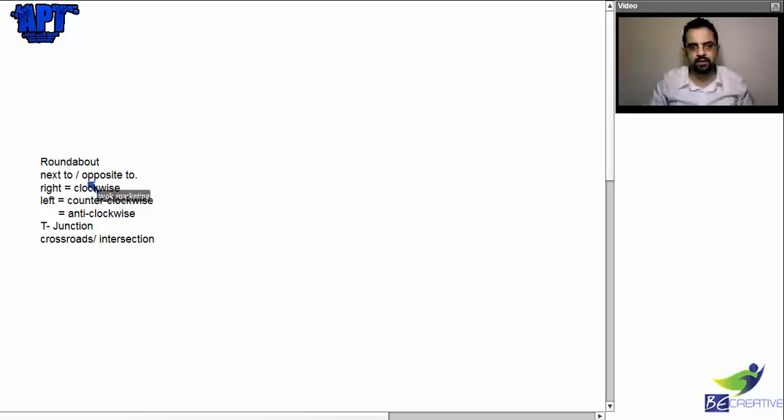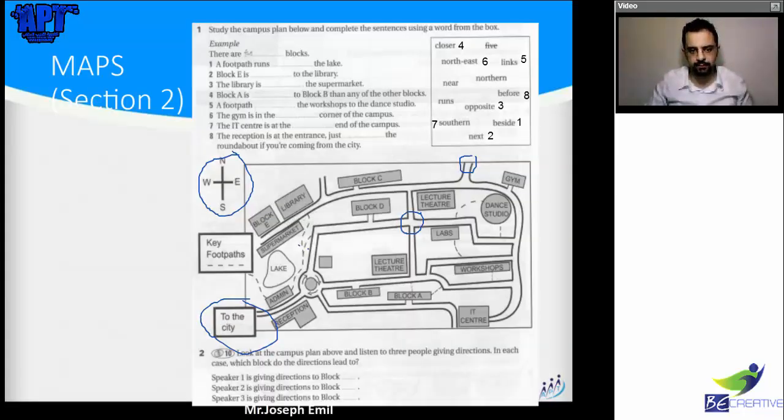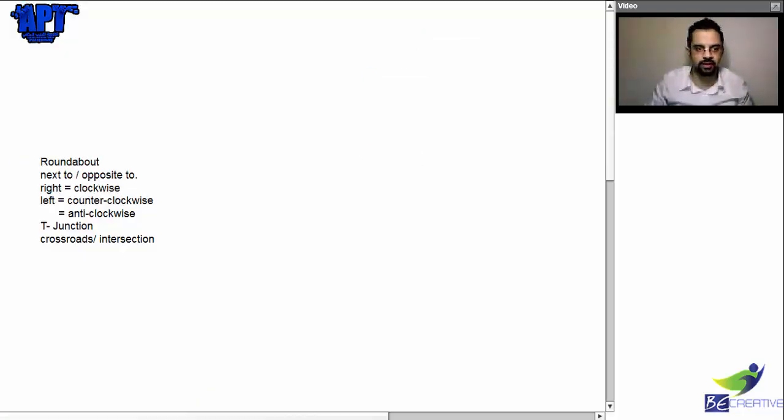So let's listen to the conversation first, and understand what they're saying. And then we'll listen again and find the directions to each of these blocks. So speaker 1 is giving directions to block, maybe 2, and block something. We will answer these later, but first I want you to recognize some of these words. Not all of them will be said. Just hear them and understand where they come.